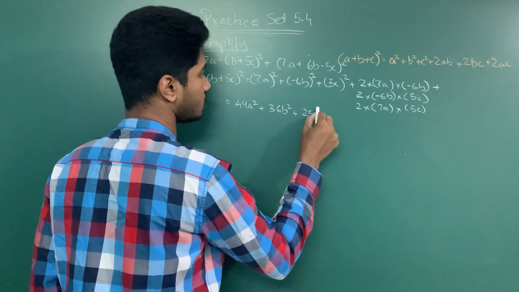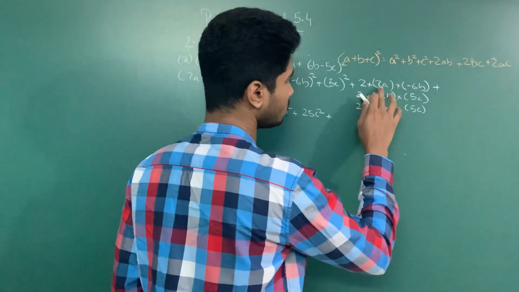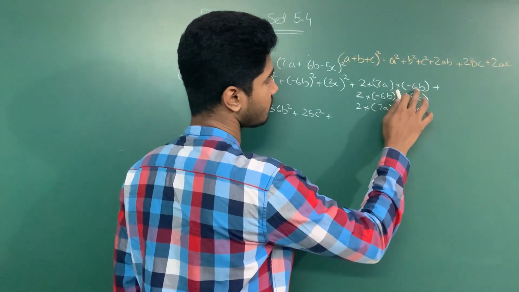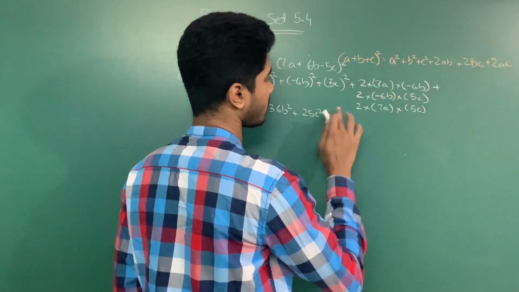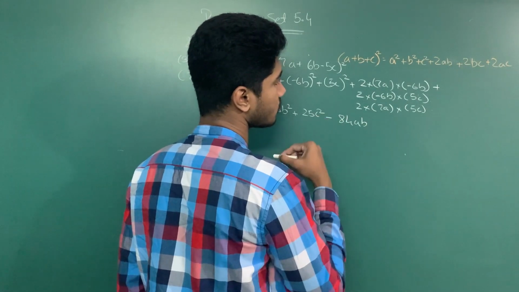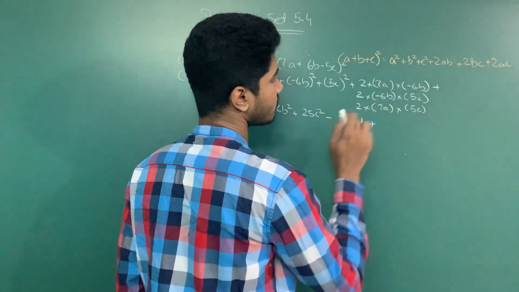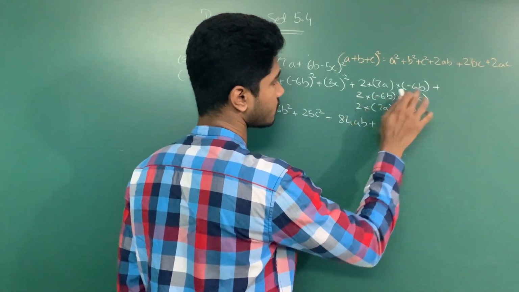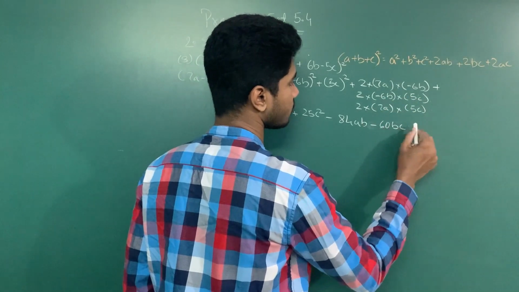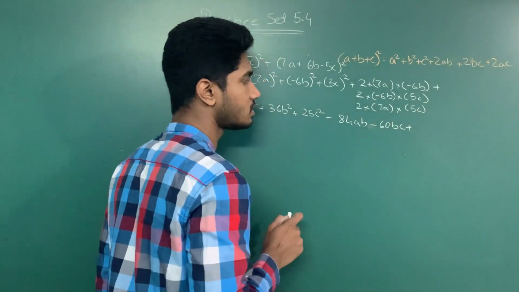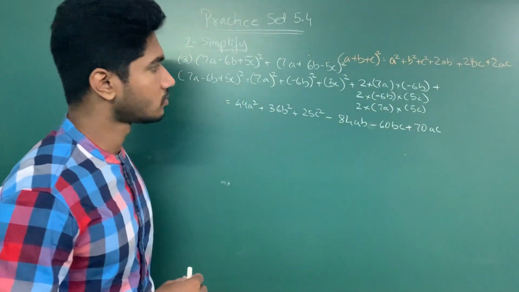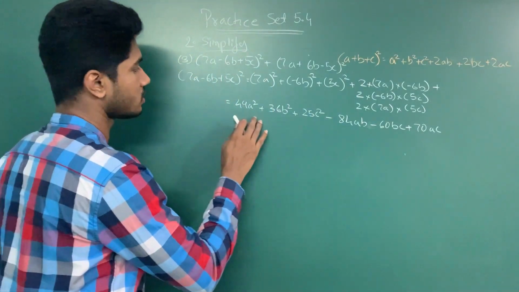So equal to, this will give you 49a square plus this will give you 36b square, this will give you 25c square plus 2 into 7 is 14, 14 into 6 is 84. Now there's a minus over here, so the plus and minus will be minus, and this will give you 84ab plus 6 into 5 is 30, 30 into 2 is 60. There's a minus sign over here, so the minus and plus will change to minus. So this will give you 60bc plus 7 into 5 is 35, 35 into 2 is 70ac. So this is the result of your first bracket.